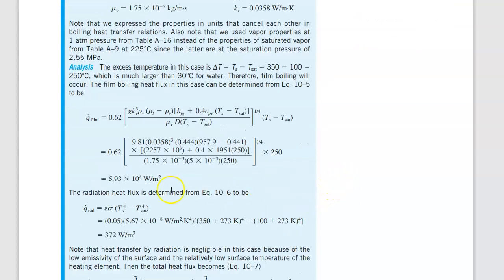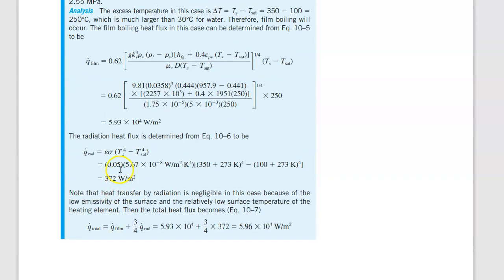Okay, and then the radiation heat flux is determined by using equation 10-6. This is the normal equation actually. Radiation equal to epsilon sigma Ts to the power of 4 minus T saturated to the power of 4. We got Q radiation is equal to 372.